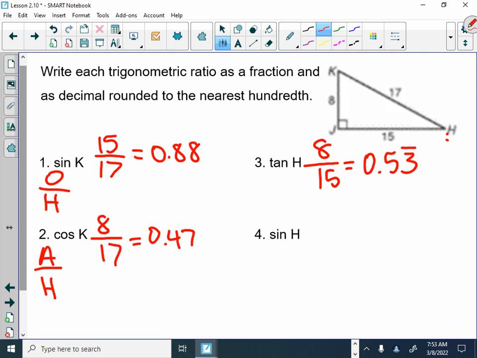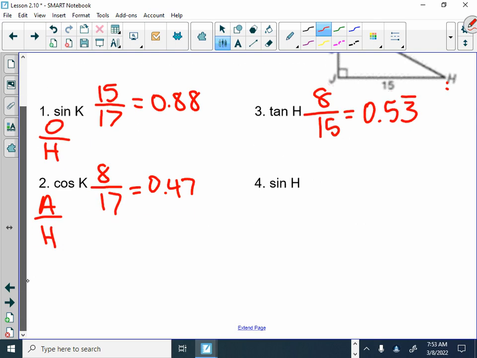And then lastly, sine of h, what is that as a fraction? 8 over 17, which as a decimal, once again, is 0.47. Good.